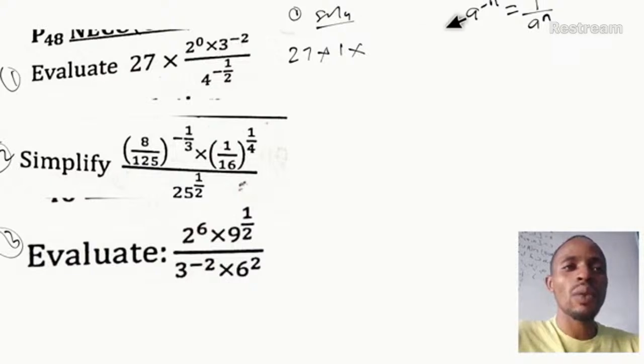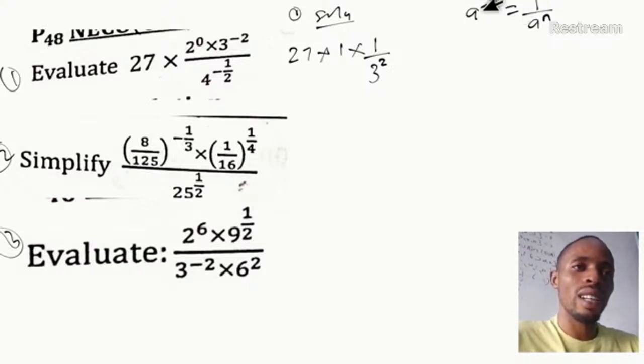So let's apply it. If we bring it back in this form, we have 1 over 3 raised to the power of 2, which is the same as the negative index law. Here we are still dividing by. Okay, let me put it like this.